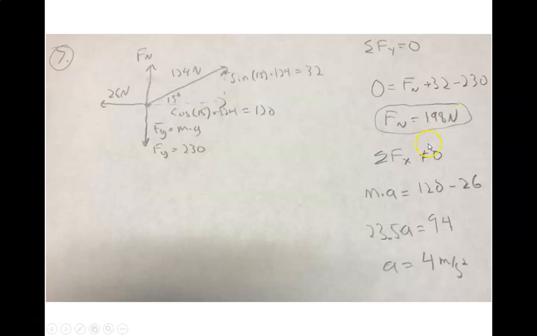Okay, now here we're going to say that the sum of the forces is not equal to 0, it's just mass times acceleration. So ma equals 120 newtons minus 26 newtons, so equals 94. So 23.5, so mass times acceleration, so 23.5 times a equals 94, and we get a equals 4. Okay.